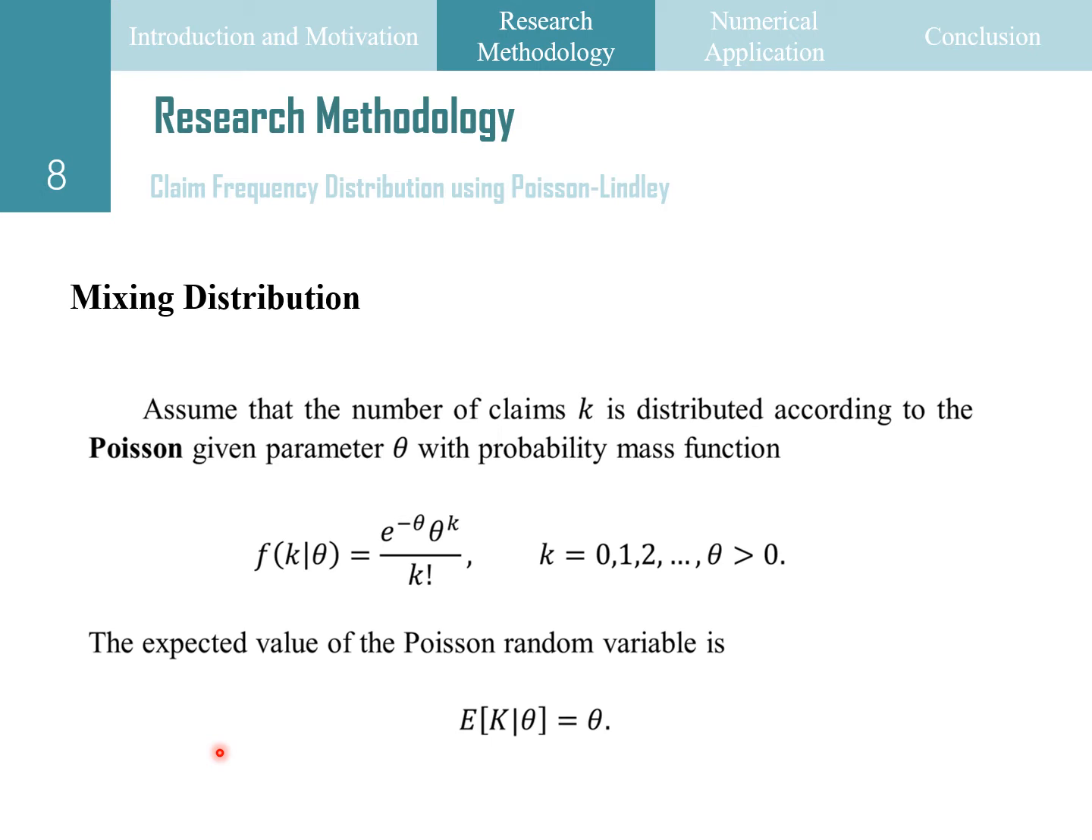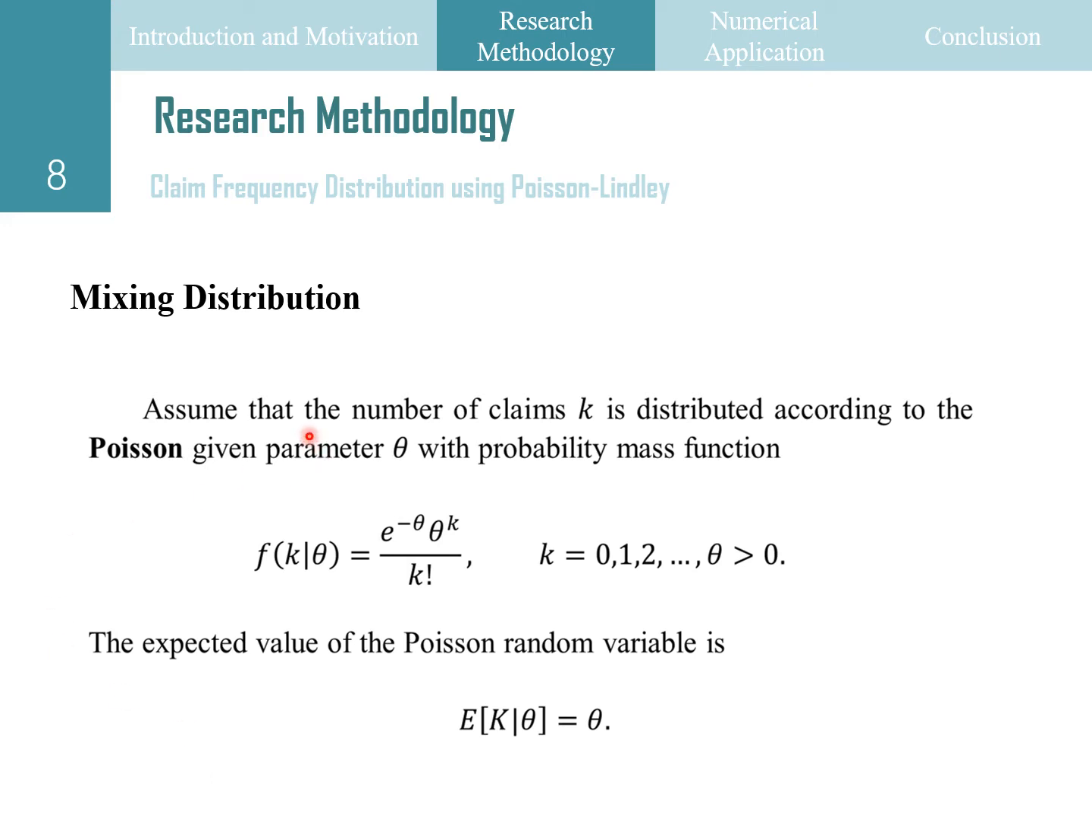Mixing the Poisson distribution with the prior distribution gives a thicker tail than only the Poisson distribution. So, the mixed Poisson distribution, compared with the Poisson distribution, provides a better fit to the claim frequency data. So, I propose a mixed Poisson distribution with the Lindley distribution to model the frequency distribution.